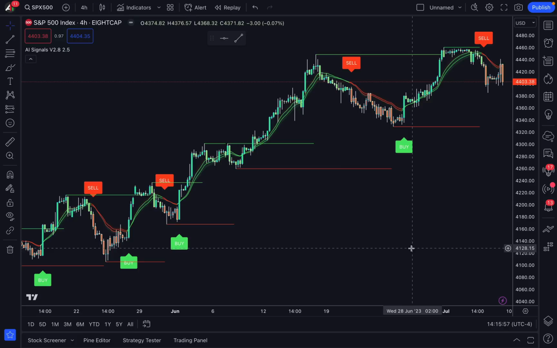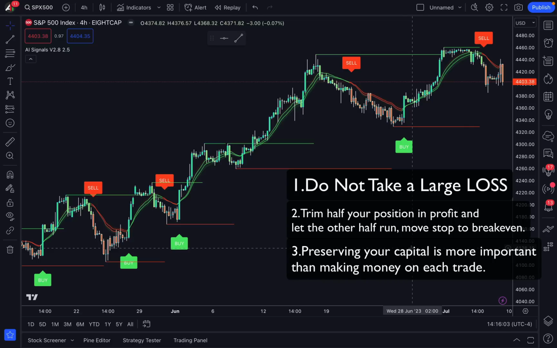Hey everyone, in this video, how to grow a small account into a large account. While trading, the number one thing to remember is not to incur any large losses. Large losses is the number one reason that trading systems become unprofitable, and it's what's going to kill your account, whether you have a small account or a large account.